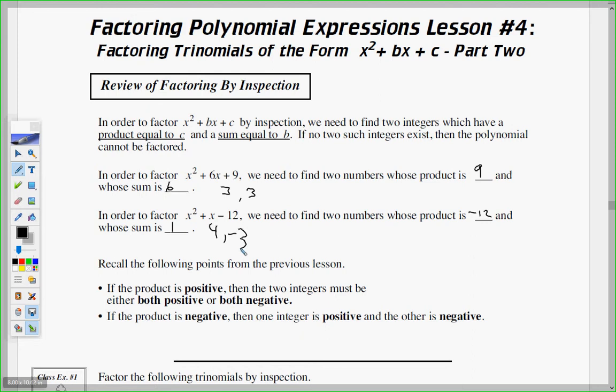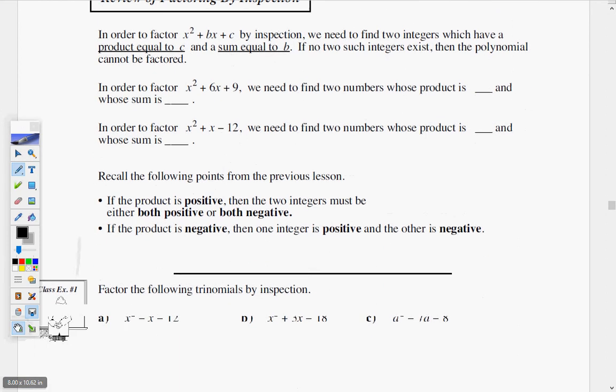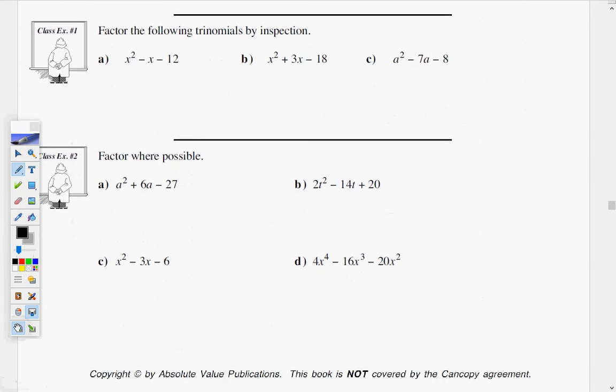Good work. Okay, so recall the following points from the previous lesson. If the product is positive, then two integers must be both positive or both negative. If it's negative, then one's positive, one's negative. So this is positive, that means these will have the same sign. This is negative, that means one will be positive, one will be negative. That's every time, from yesterday. We highlighted that section yesterday, so we're just going to go a little bit further now. We're going to look at some ones with minus today.